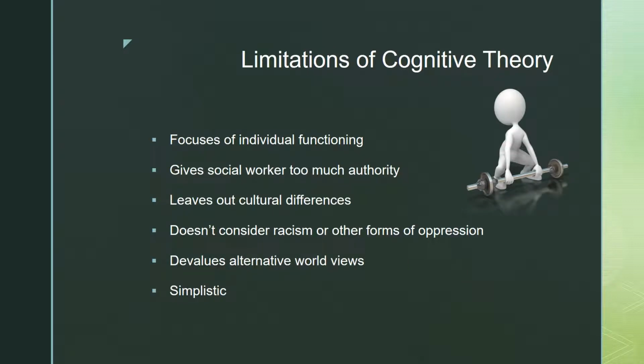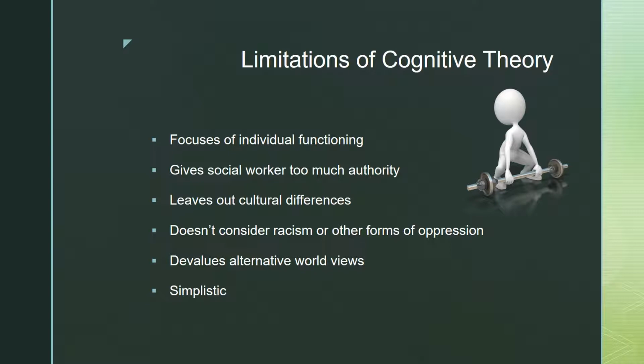Just as cognitive theory has its strengths, it has its limitations as well. According to Langer and Leitz, one limitation is that it focuses on individual functioning, looking at the individual and its closest systems, which can be an issue for those working in the meso and macro practices.